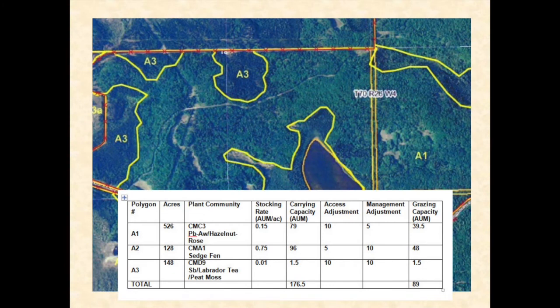Okay, so I wanted to give you an example. This is a hypothetical example. I just threw some numbers in a table to show how the access factor and management factor do affect the math. So here we have a very, very simplified range management form.